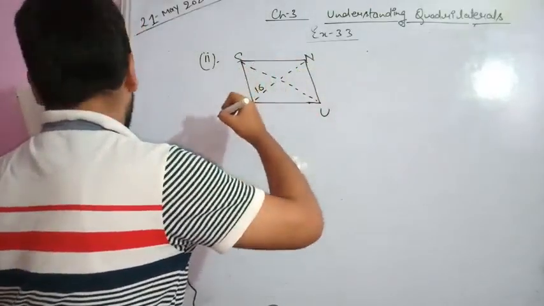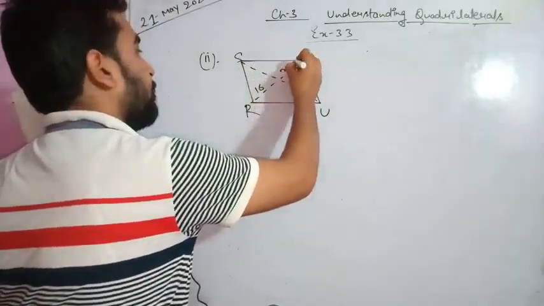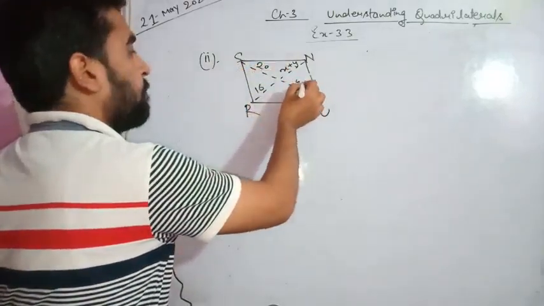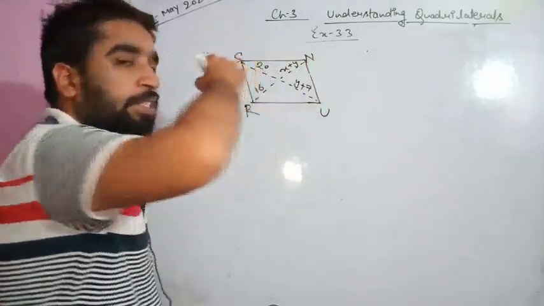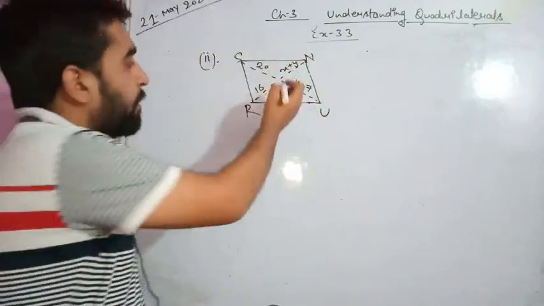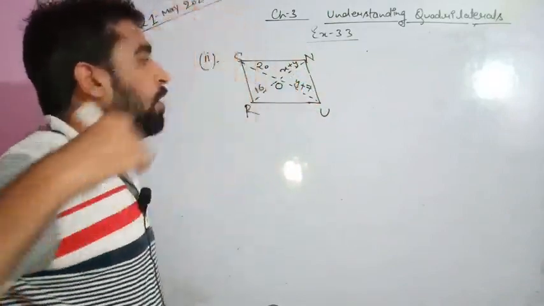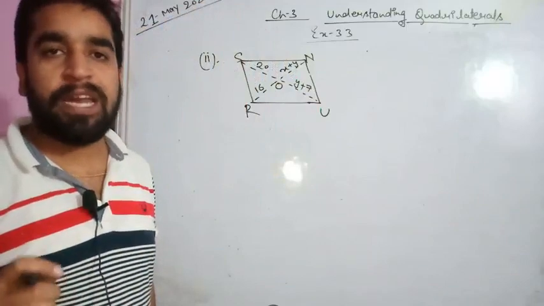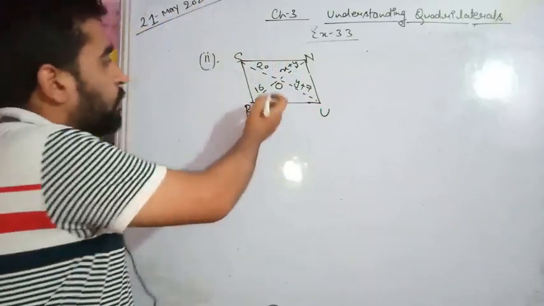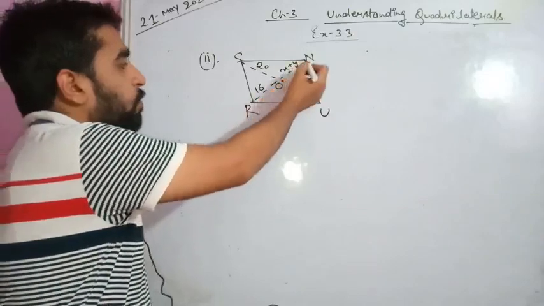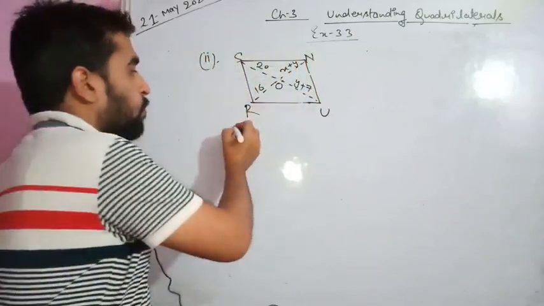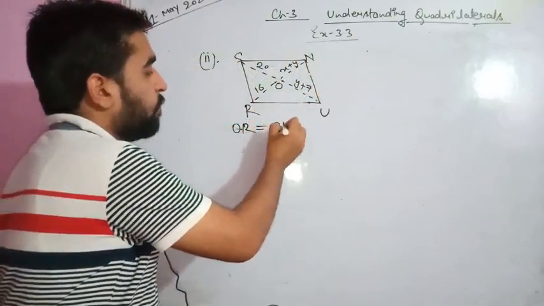One is given 16. This is given x plus y. This is given 20. This is given y plus 7. Point of intersection has no name. So let us give it a name O. So students, we have studied one property, that is diagonals of a parallelogram bisect each other. So that is why OR should be equal to ON, as diagonals always bisect. So OR is going to be equal to ON.